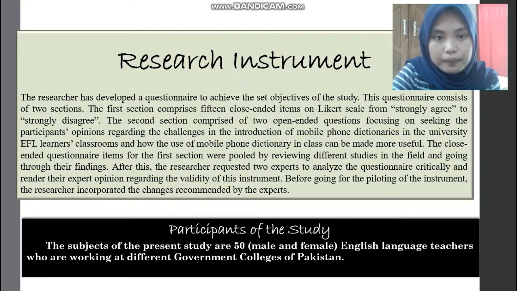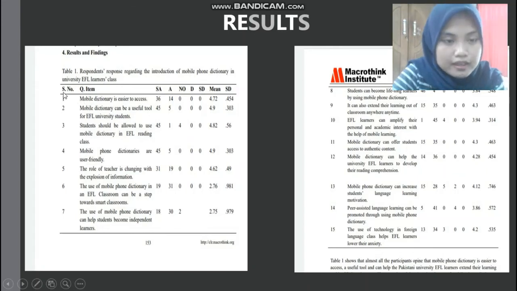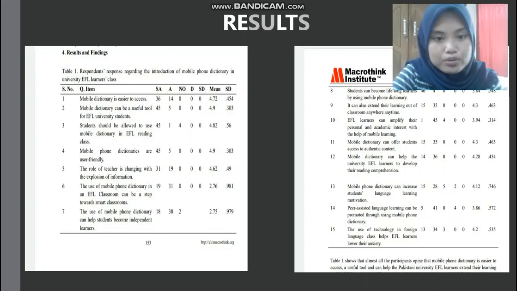Okay, so next is the result. We can see here I put two tables. Table 1: respondents' responses regarding the introduction of mobile phone dictionary in the university EFL learners' class. The first column is the key item: mobile dictionary is easier to access. Strongly agree: 36 participants. Agree: 14 participants. Neutral 0, disagree 0, and strongly disagree 0. So we can see here that the number of participants who said neutral is 0.